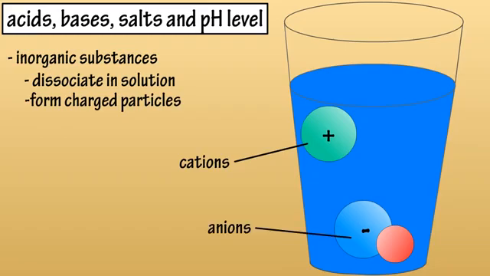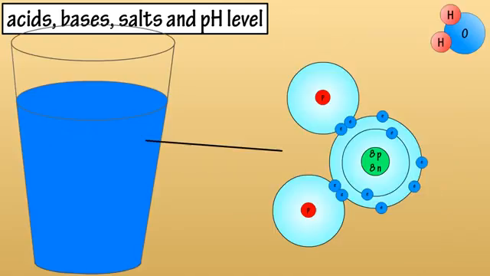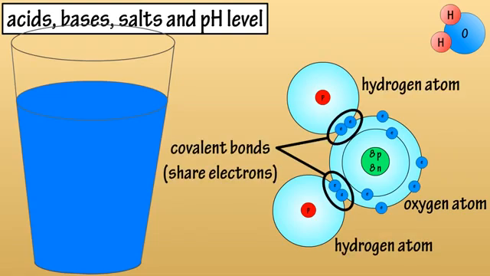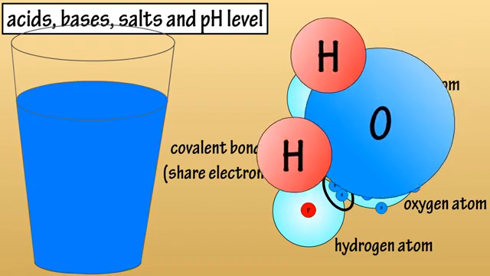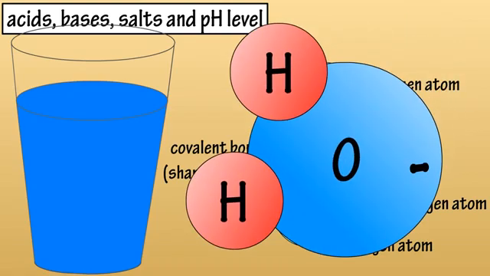Before we look at acids, bases, and salts, let's take a look at water. A water molecule is made up of an oxygen atom and two hydrogen atoms that are covalently bonded, or share electrons with the oxygen atom. However, the electrons are not shared equally within the molecule, as they have a higher probability of being found closer to the nucleus of the oxygen atom, giving that end a slightly negative charge. So the hydrogen atoms' end of the molecule will have a slightly positive charge.